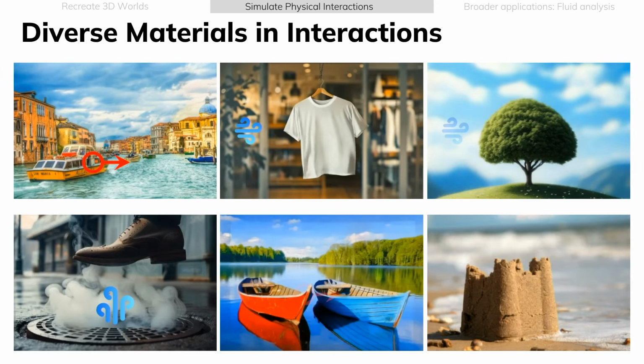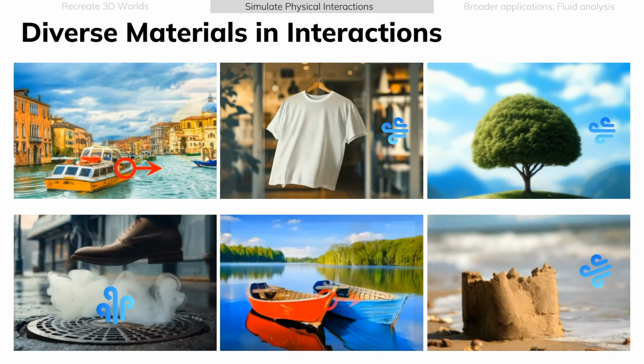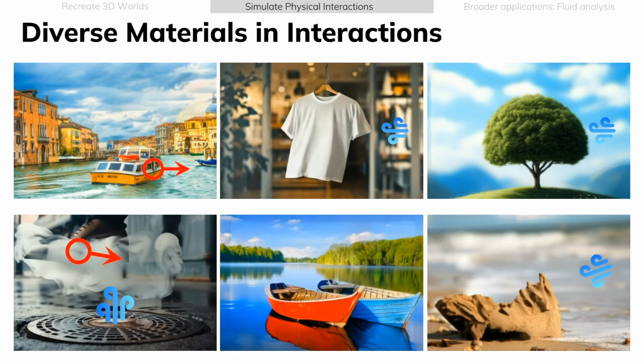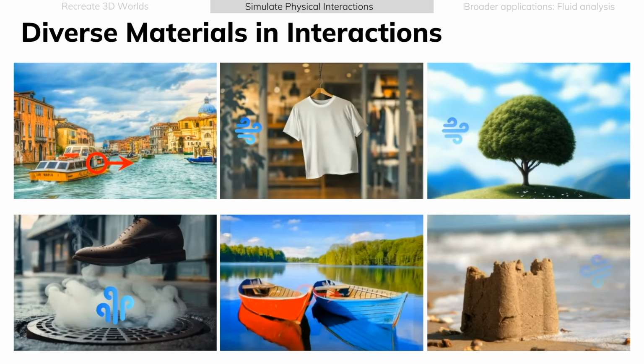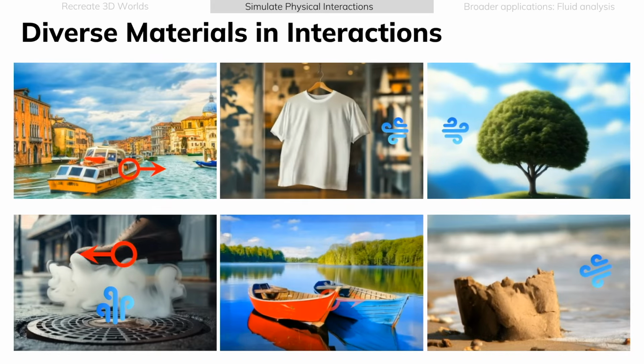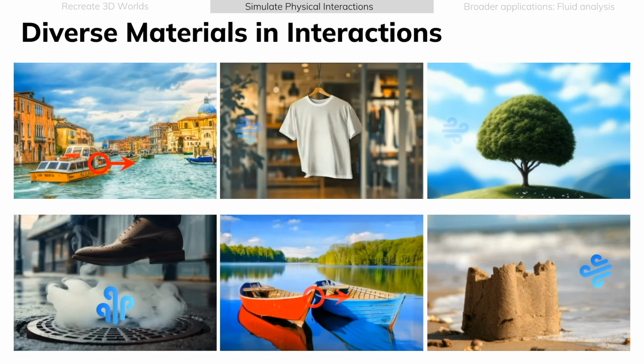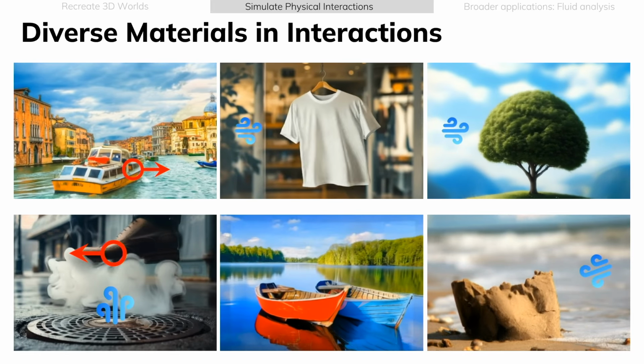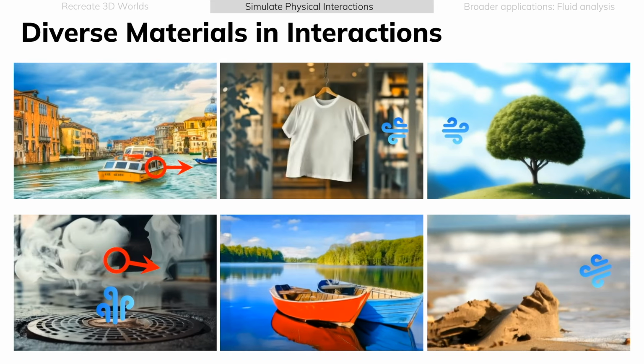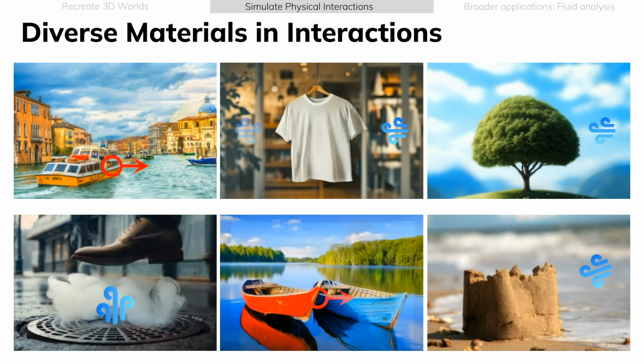For example, here we apply a 3D force to pull this bolt on the top left. We pull this bolt to the right-hand side. Now, this bolt can be seen as a rigid body interacting with the liquid underlying it. And we can also simulate the wind on this T-shirt, which is a kind of cloth, or simulate wind on this deformable object on this tree.